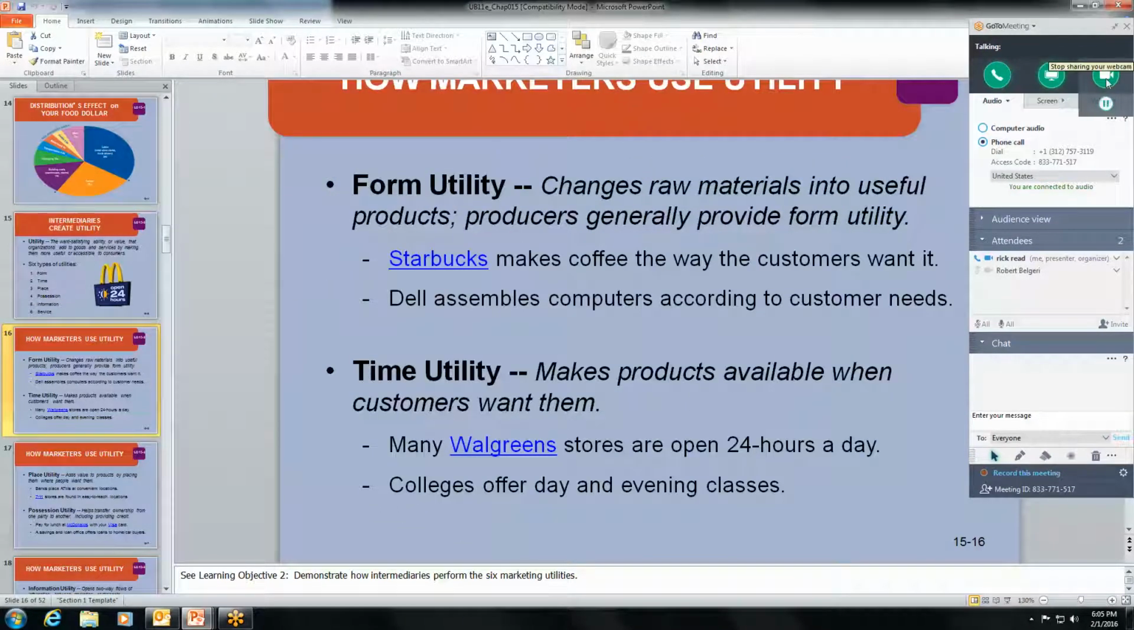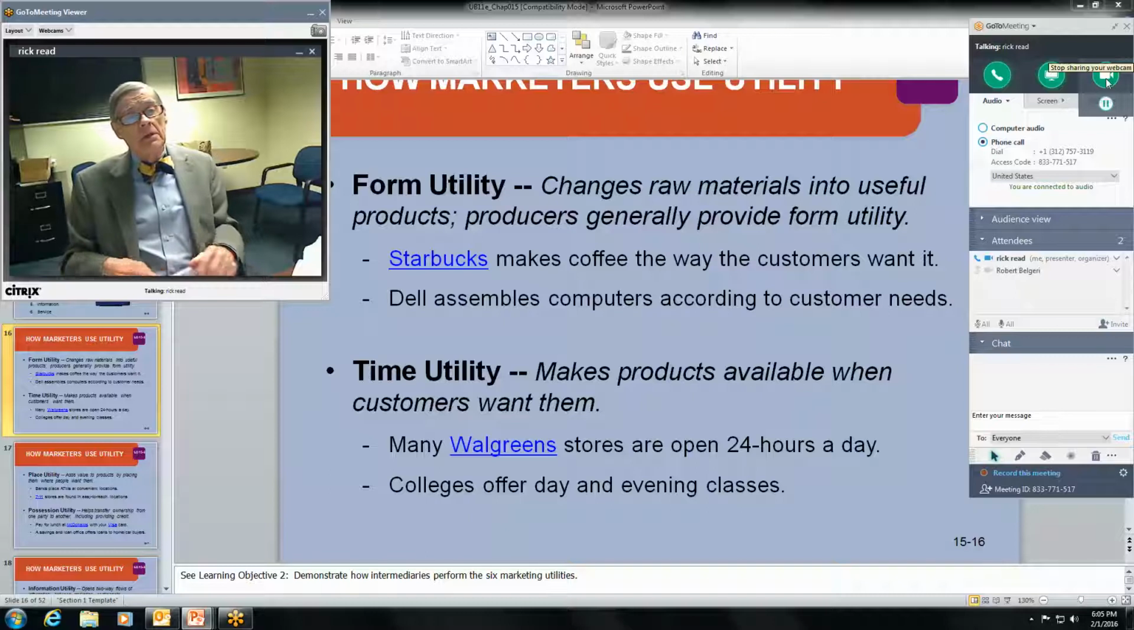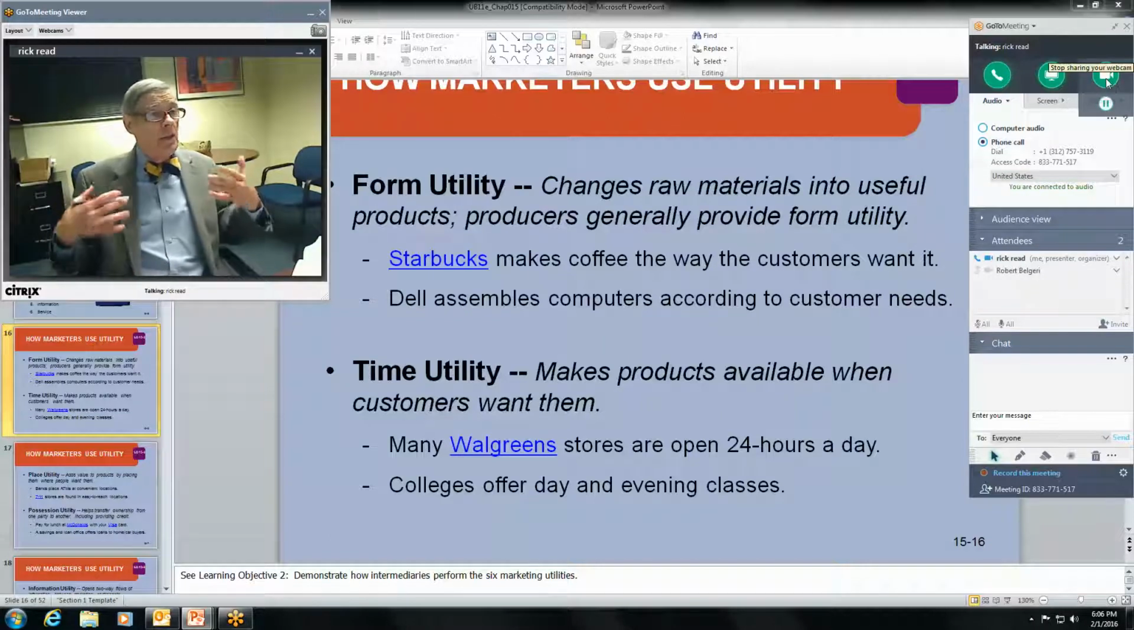Now we're going to look at each of these. Form utility and time utility on this particular slide. Form utility changes raw material into useful products. Time utility makes products available when customers want them.